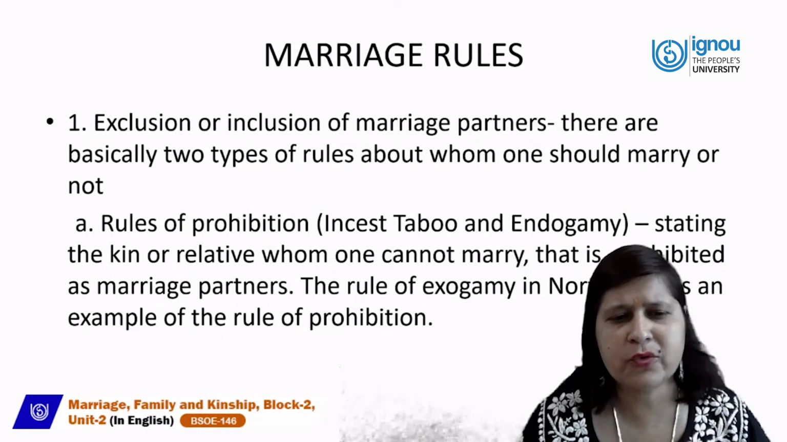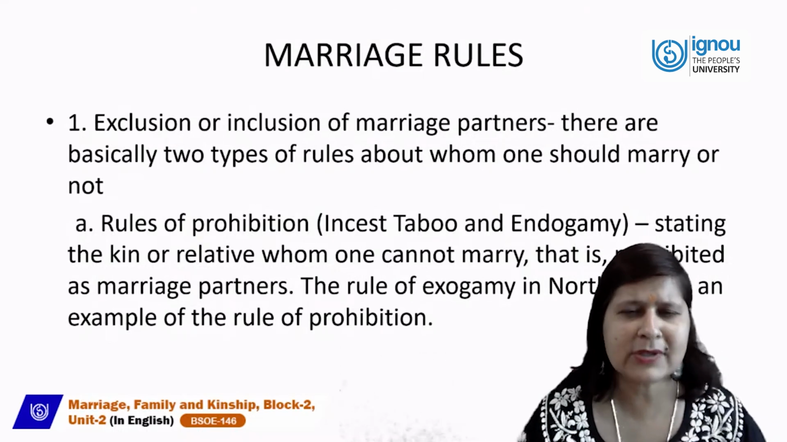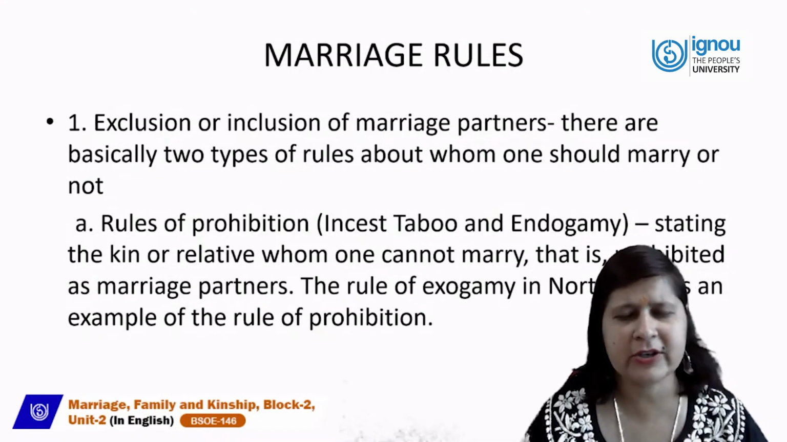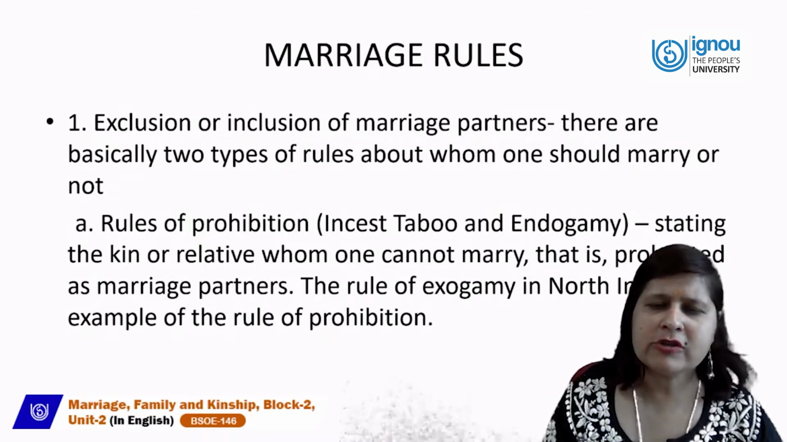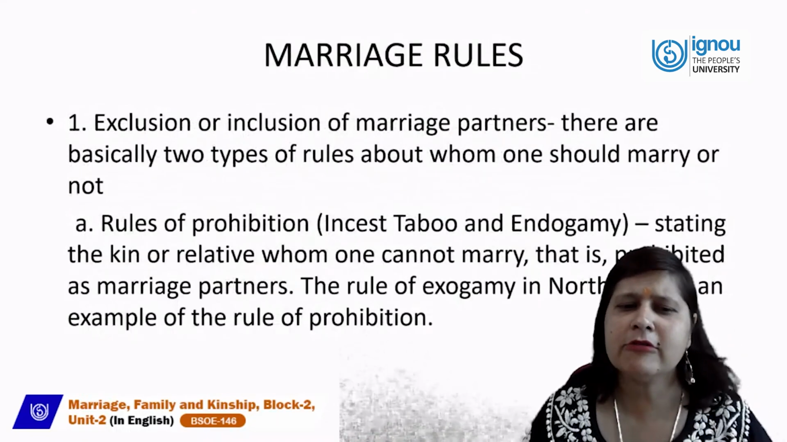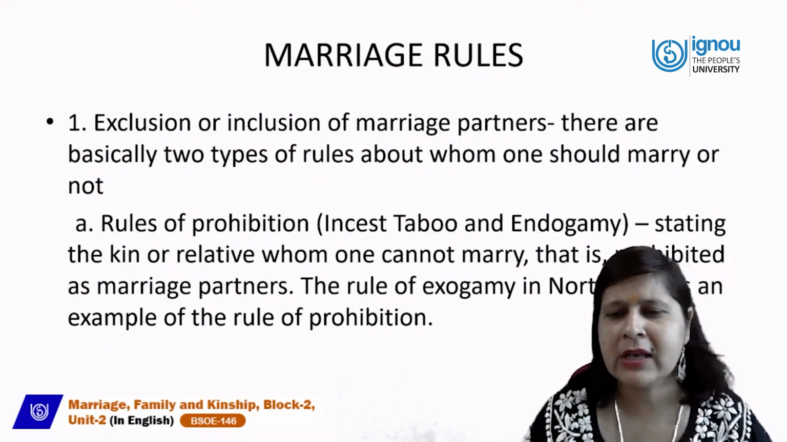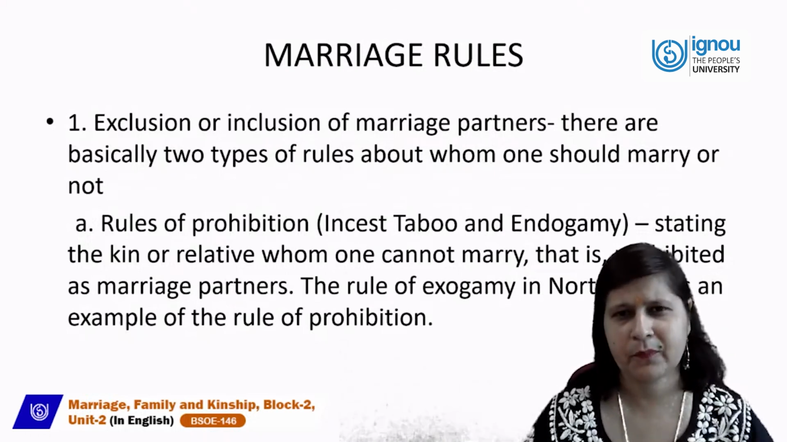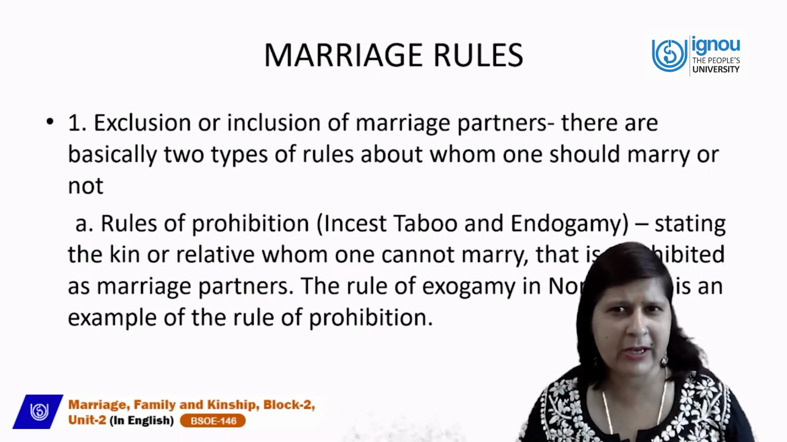There are certain marriage rules, and it is required to follow these rules. What are these rules? Rules of marriage: exclusion or inclusion of marriage partners. These rules are known as rules of prohibition or rules of prescription. There are basically two types of rules about whom one should marry or should not marry. There are well defined rules about whom one should marry and whom one should not marry.